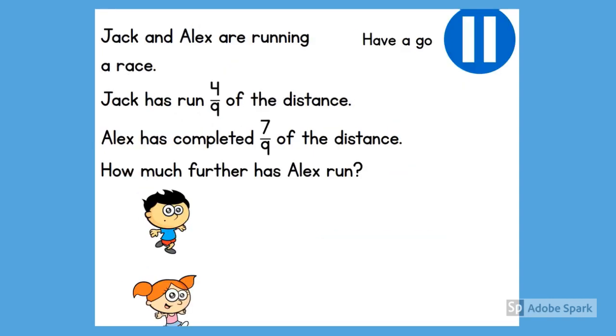Jack and Alex are running a race. Jack has run 4/9 of the distance and Alex has completed 7/9 of the distance. How much further has Alex run? Pause the video here while you have a go. Remember to use bar modelling to show how much of the distance Jack and Alex have run.